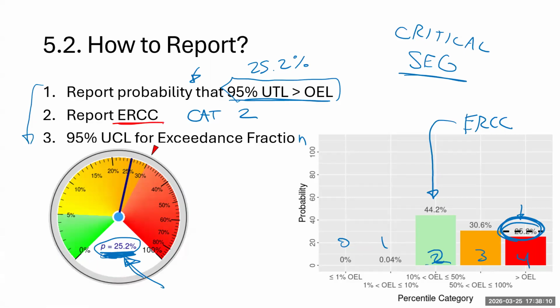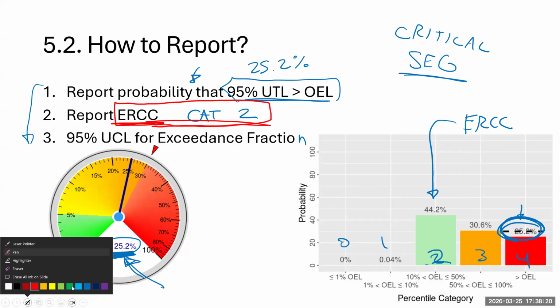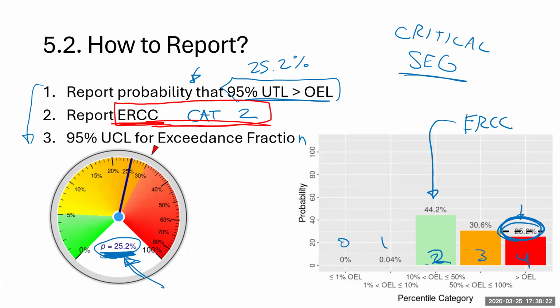And the ERCC is going to help us when we make control recommendations. We're going to talk about that next time. These will definitely help with our control recommendations. And then the last thing that you may consider reporting, I don't always report this, but sometimes I do, is that 95% upper confidence limit for exceedance fraction.